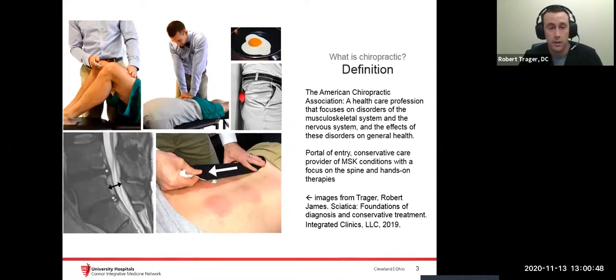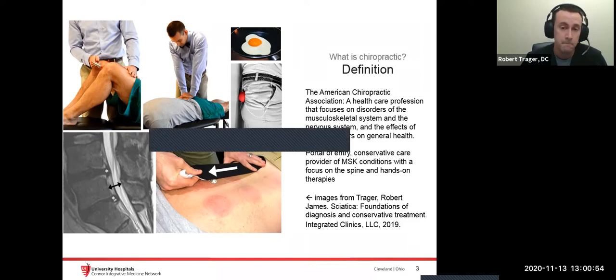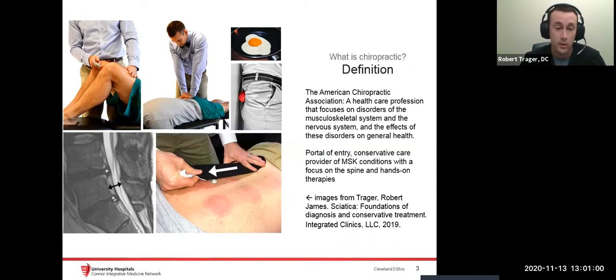This collage of images shows that a lot of what we do is diagnostic. It's not just limited to treatment. And we also have training in nutrition, home exercises, rehabilitation. We can look at images. It's not all just cracking and popping. We do hands-on soft tissue work, kinesiology taping, all kinds of different hands-on, what we call manual therapies.